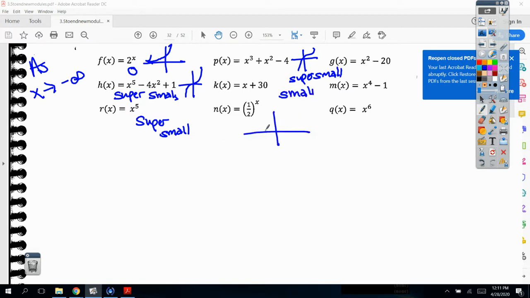1/2 to the X, that's your decay. What happens when you plug in really small numbers here? This guy is going up. This guy is going up, up. This is going to be super big. Super with a B. Super big. This guy is a parabola. When you plug in a negative number and square it, this guy is getting big as well. This is an up and up. All of these are getting big.